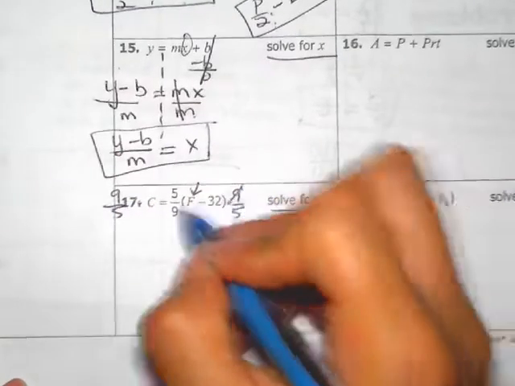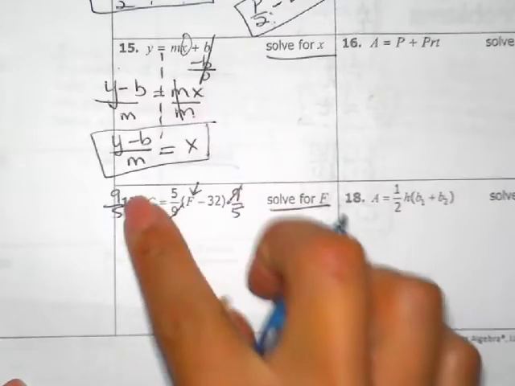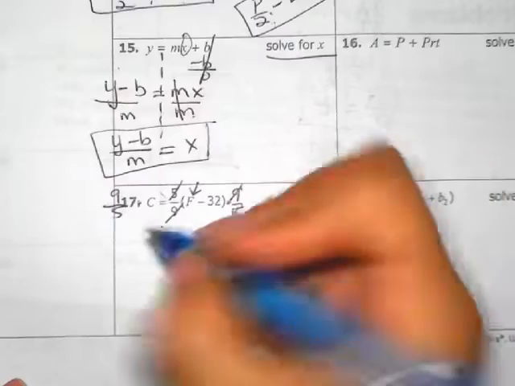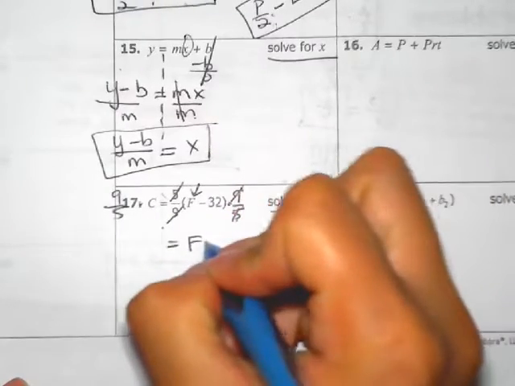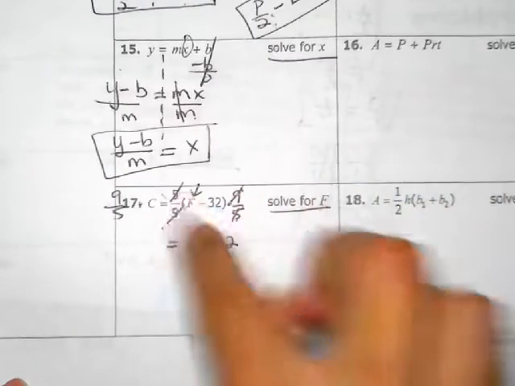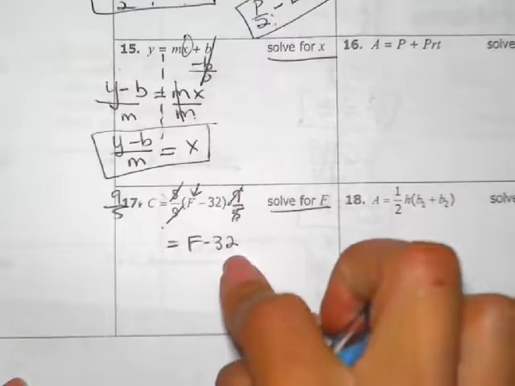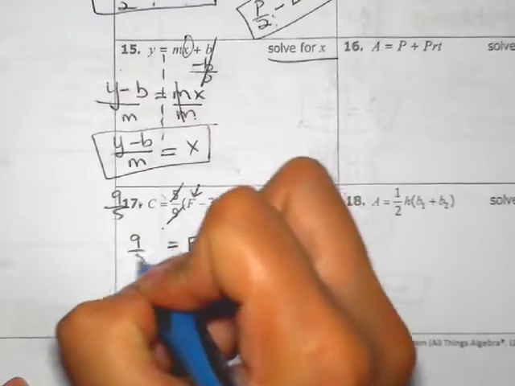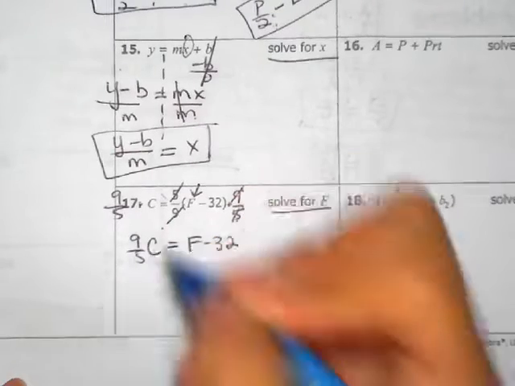9ths times 5ths, so they're out, or 9 divided by 9 is 1, 5 divided by 5 is 1. So we're left with f minus 32. Since there's nothing outside the parentheses, I don't need to rewrite the parentheses. Bring it on the left. 9/5 times c, 9/5 c.